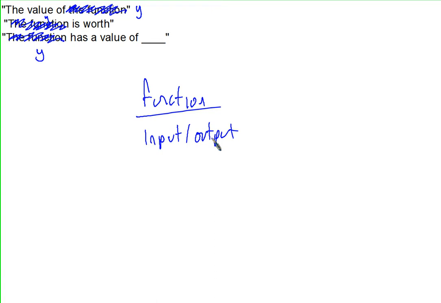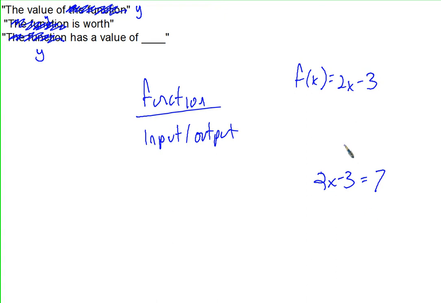I was going to get into some silly analogy, but if a function exists to make output, that's what it exists to do, then its value, its worth, is whatever its output is. So if we say that the value of the function is 7, let's say f of x equals 2x minus 3. If the value of the function is 7, that means that whatever we plugged in for x, the value of the function is 7.